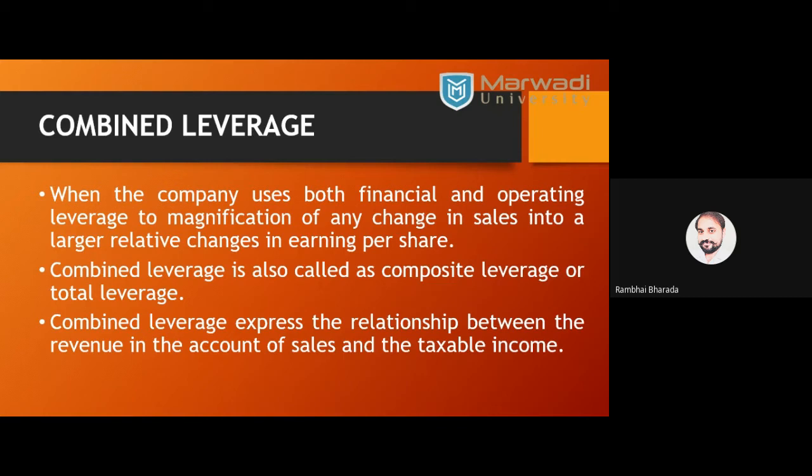This leverage is also known as composite leverage or total leverage. Please remember these names, maybe a one mark question. Combined leverage is also known as composite leverage, total leverage. In some books, it is also written as mixed leverage. Combined leverage expresses the relation between revenue in the form of sales and taxable income, profit before tax.